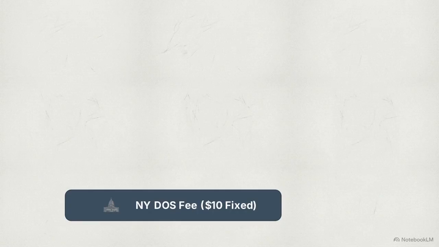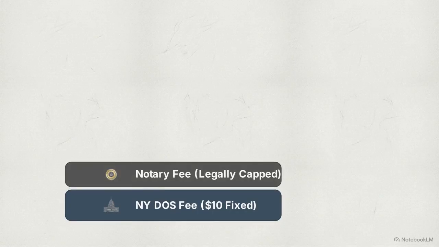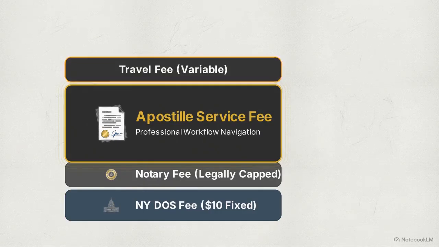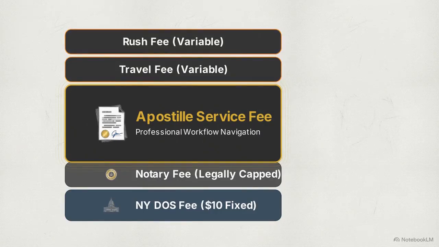This graphic breaks down how to structure your pricing. You separate the legally capped notarization fee from your professional apostille service fee. Then, you factor in variable costs like rush and travel fees to determine the total client cost. Once the job is done, you execute the growth loop to build recurring revenue.